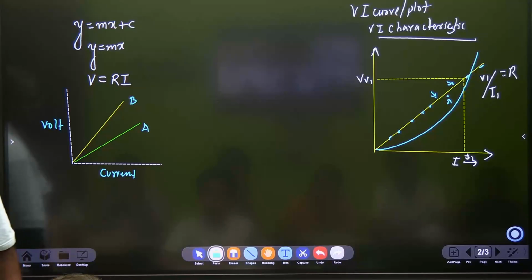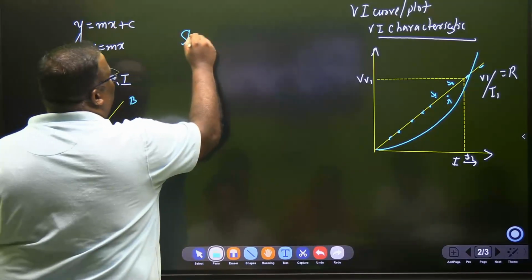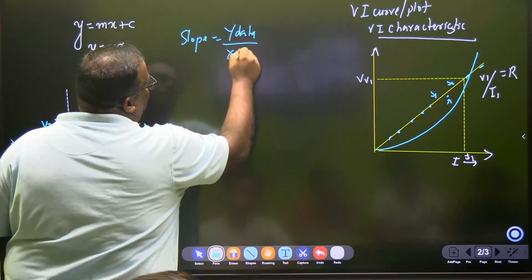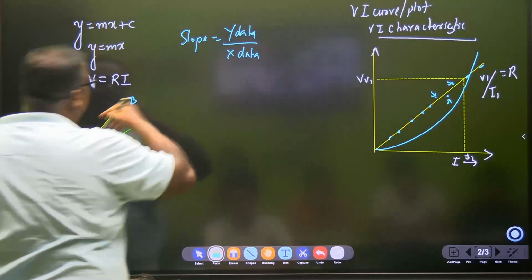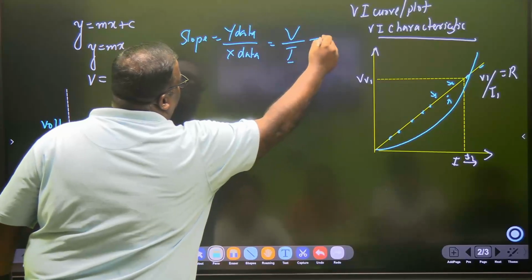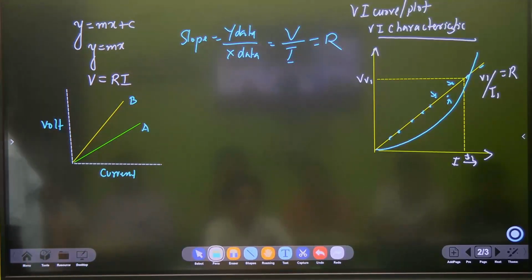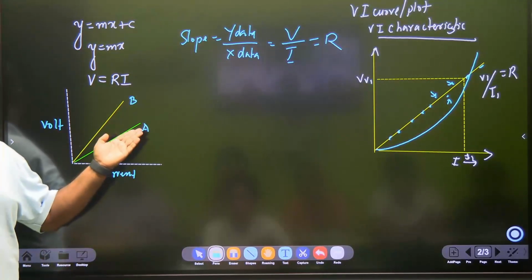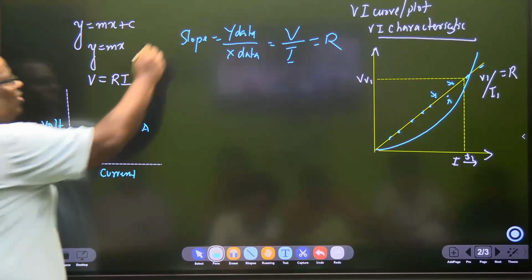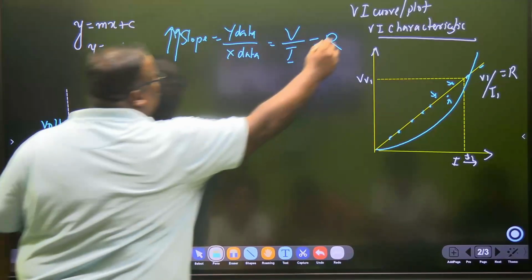Arey bachcha, clear ho jao. Slope is always y data over x data. What is y data? Voltage. What is x data? Current. Is this not resistance? I am asking whose resistance is more? The one whose slope is more. Why are you giving that look? If the slope is more, the R is more.